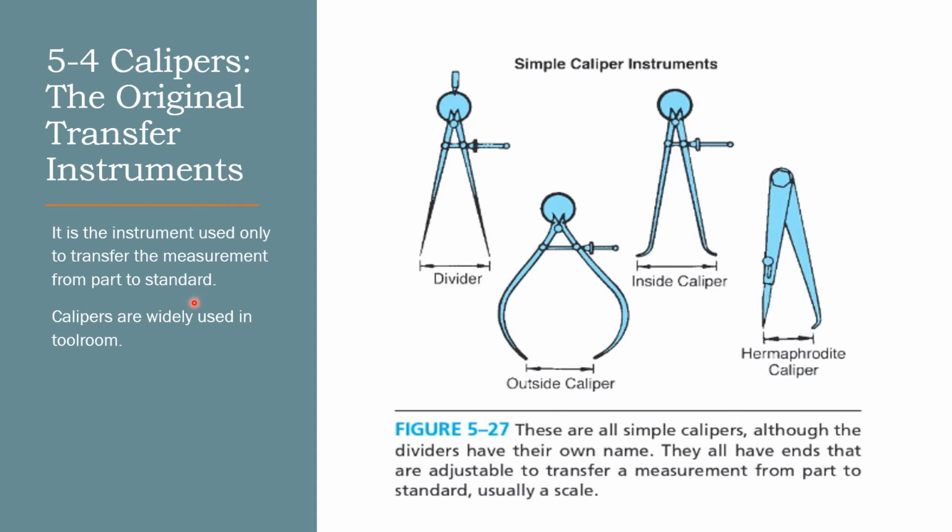Calipers, that's what we're going to do today. In the lab, think of calipers as the original transfer instrument. We use it only to transfer the measurement from part to standard, and calipers are widely used in the tool room. So we have dividers, outside calipers, and inside calipers. See the shape, they're different. And a hermaphrodite caliper, with odd legs right there.